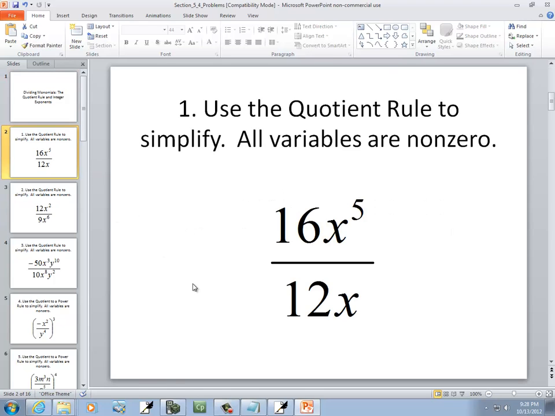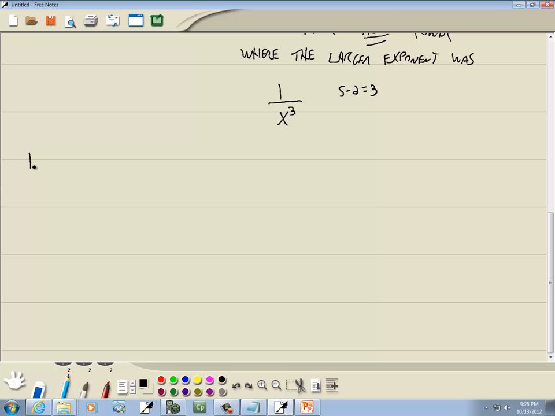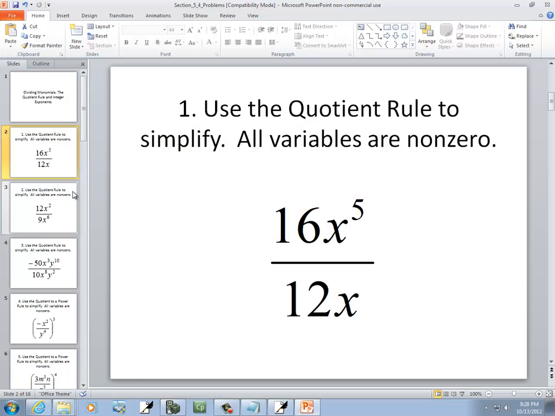Let's look at our first problem here. Now they've got a different rule in the book, and I don't like it. I like my own. Mine's easier for students to use, in my opinion.